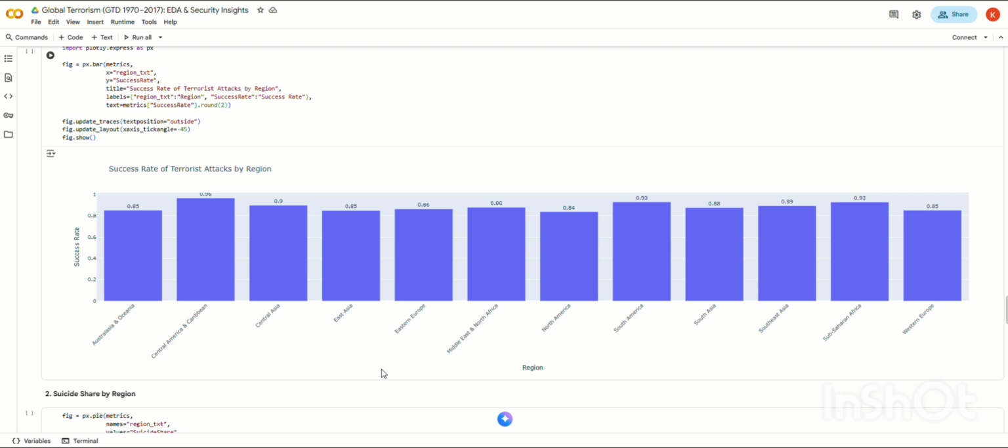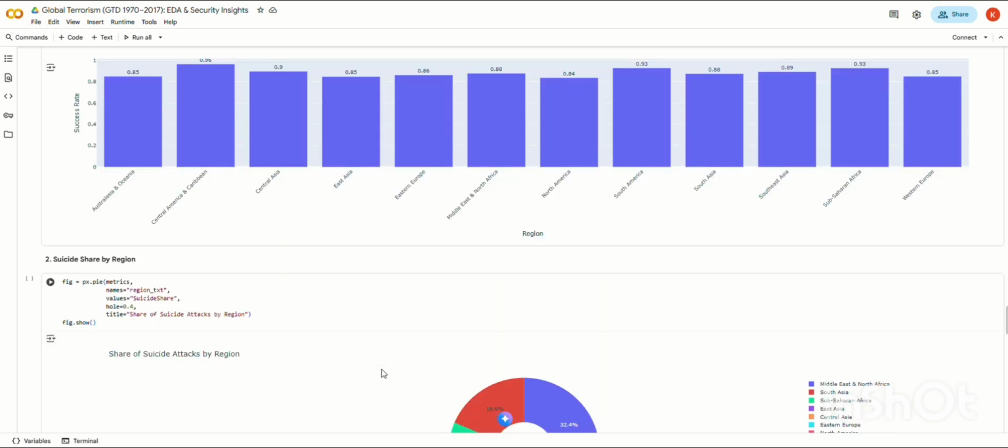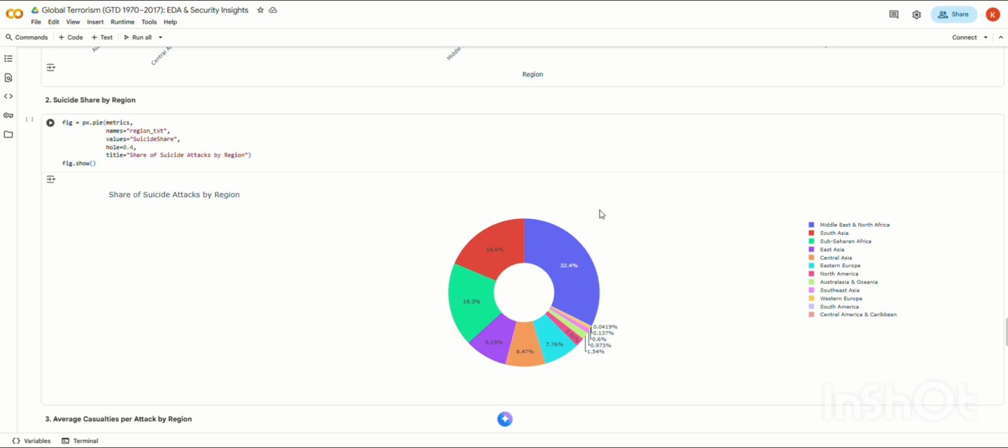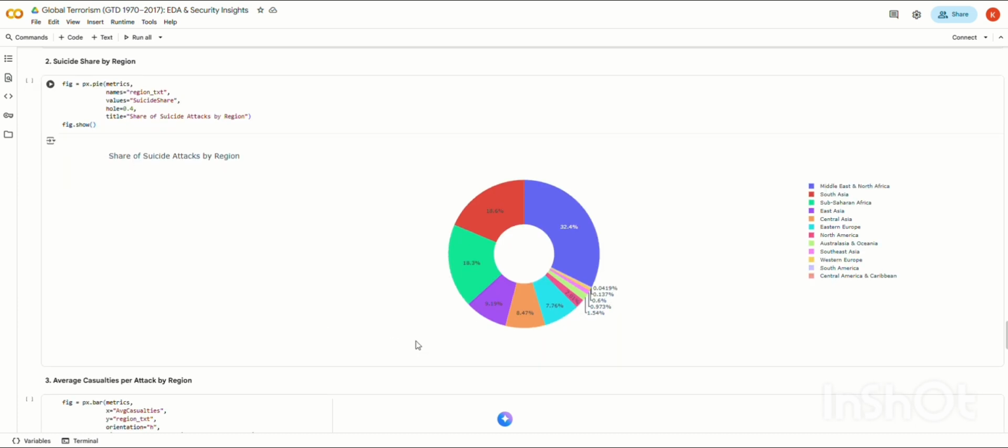Now, let's look at a truly critical metric. The share of suicide attacks by region. The pie chart gives us a different perspective. As you can see, the two largest slices of the pie belong to the Middle East and North Africa and South Asia. This shows that even though suicide attacks are not the most common type of attack globally, they constitute a significantly large proportion of terrorism activity in these specific regions.